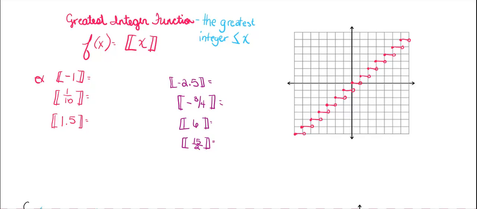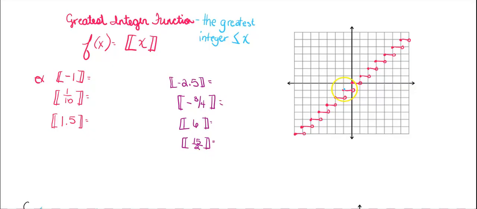So the domain is all real numbers. The range is all the integers. And as you can see over here on the graph, it is a function because it would pass the vertical line test. Every time I'd hit a closed circle here, I go down and hit an open circle there. And so let's see if we can figure out how this works.